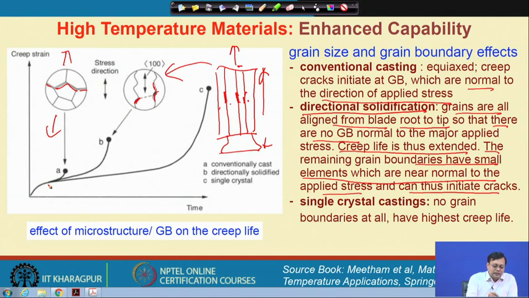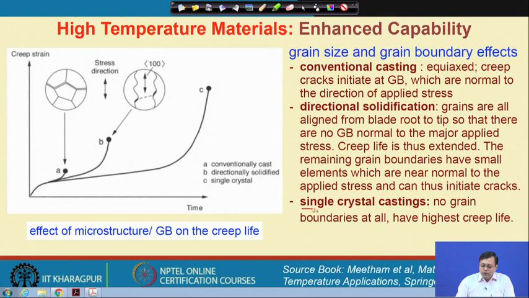So, you can see that this is the creep strain and this is the creep time. Okay. So, in case of a conventionally cast alloy, the performance is poorer than the directionally solidified alloys. Okay. So, here we get a better service life. However, in the other case we can go for single crystal casting, or growth. So, in that case there are no grain boundaries at all. So, the whole turbine blade is made out of a single crystal only. This is a single crystal, okay, using a seed crystal.